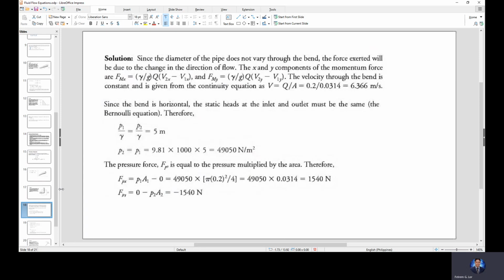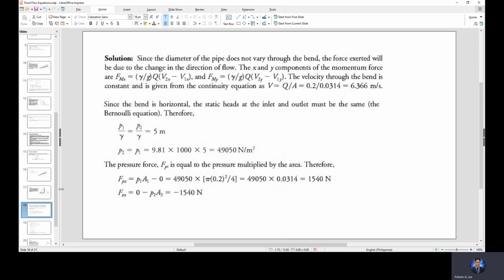So the equation: F along X and along Y, V along X and along Y. So rho Q, where Q is the discharge and rho is the density. We can also rewrite rho as gamma over g, because gamma is equal to rho times g. So the velocity through the bend is constant, and we can solve for the velocity, Q over area. So velocity is 6.366 meters per second.